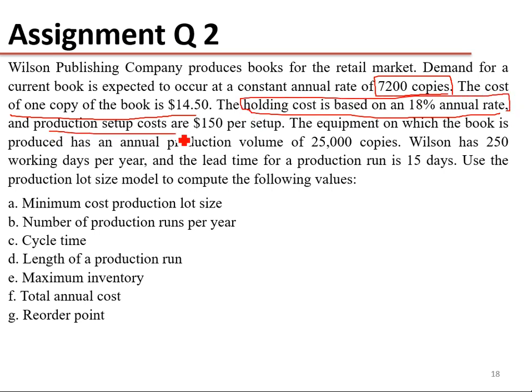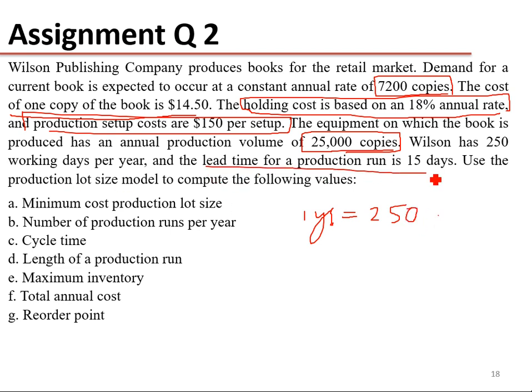Then we see the production setup cost, that is the CO value, the ordering cost, as I have already told you. The equipment on which the book is produced has an annual production volume. This is the machine through which you are going to produce copies; you need 7200 copies and the machine produces 25,000 copies. Wilson has 250 working days. One year over here is not 365 days but 250 days.